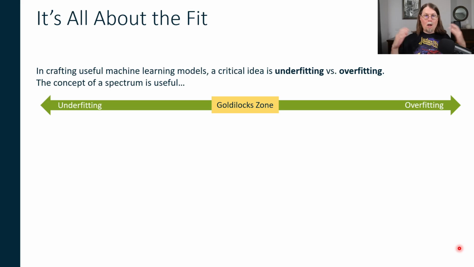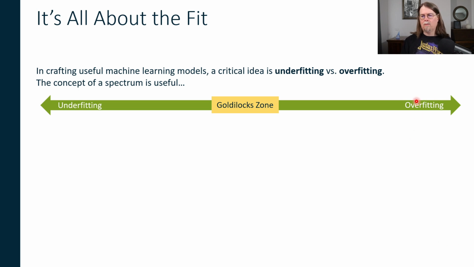And the first thing we're going to do is build an intuition regarding the complexity of decision tree models. This is going to be critical for understanding the bias-variance trade-off. All right, so the first thing that we need to do is build an intuitive understanding of the idea of underfitting and overfitting. And the concept of a spectrum is pretty useful because in machine learning and real-world machine learning, there are no absolutes.